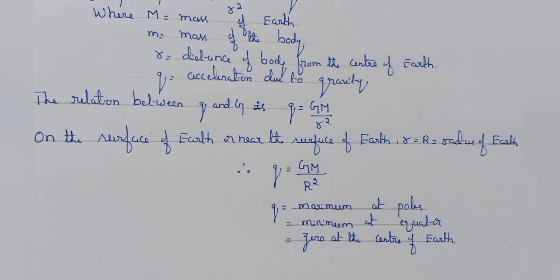Next, the equations of motion of freely falling bodies are v is equal to u plus gt, h is equal to ut plus half gt squared, and v squared minus u squared is equal to 2gh.